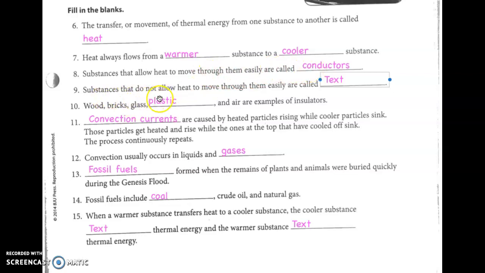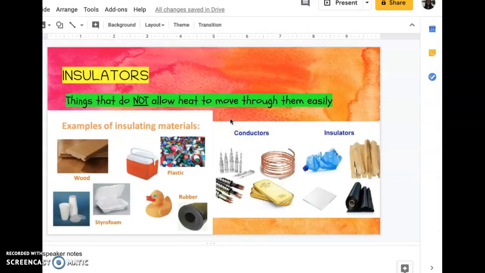What about substances that do not allow heat to move through them? So like things that kind of block the heat. Insulators. Yep, I have a feeling that all of you guys probably are watching this video and saying, wait, Miss Oak, you forgot this one.